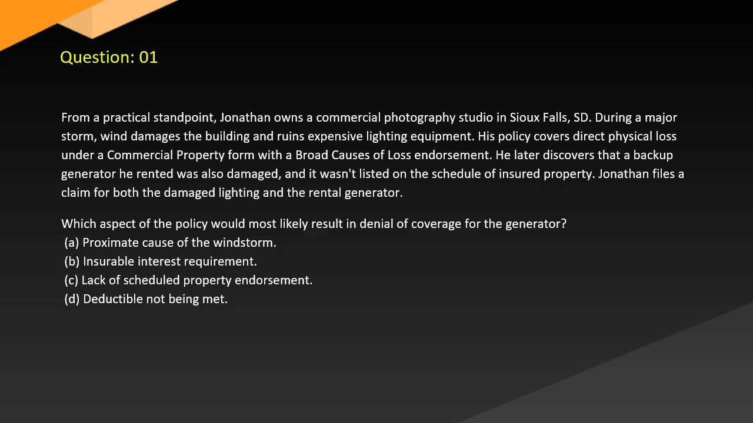Question 1. From a practical standpoint, Jonathan owns a commercial photography studio in Sioux Falls, SD. During a major storm, wind damages the building and ruins expensive lighting equipment. His policy covers direct physical loss under a commercial property form with a broad causes of loss endorsement. He later discovers that a backup generator he rented was also damaged and it wasn't listed on the schedule of insured property. Jonathan files for both the damaged lighting and the rental generator.